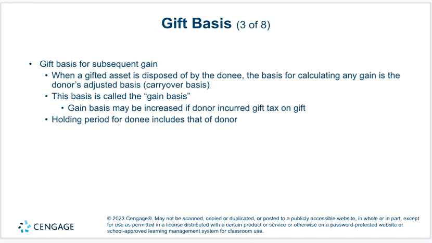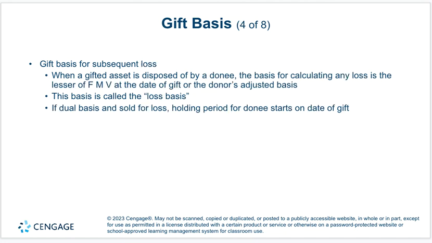So let's say that the fair market value is 1,000, and then they paid 20 in tax. They would have a basis of 1,020, and the holding period for the donee includes that of the donor. So they get to just adopt the holding period of the person who gave them the gift.